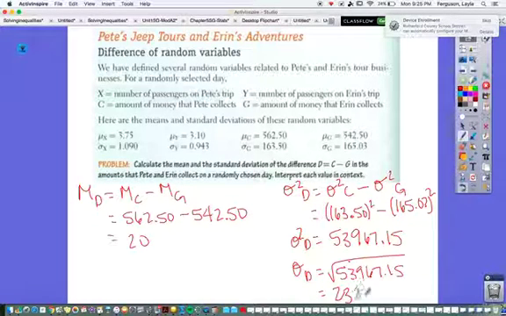So, 232.31. So basically what that means is the standard deviation of the difference in the amounts collected by Pete and Aaron is $232.31. Even though the average difference in the amounts collected is $20, the difference on individual days varies somewhat, but by how much? And that would be approximately $232.